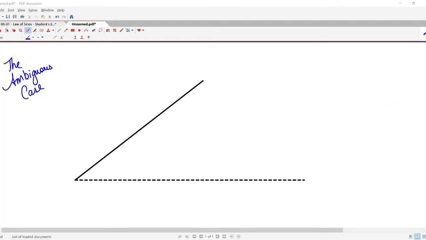All right, let's take a look at the ambiguous case. The ambiguous case is used when you're given an ASS, an angle-side-side situation, or SSA, depending on your geometry teacher. In this case, we are given a fixed angle. We're going to call that angle A for the sake of this formula. So that's given. This side is dashed because I have no idea how long this side is.